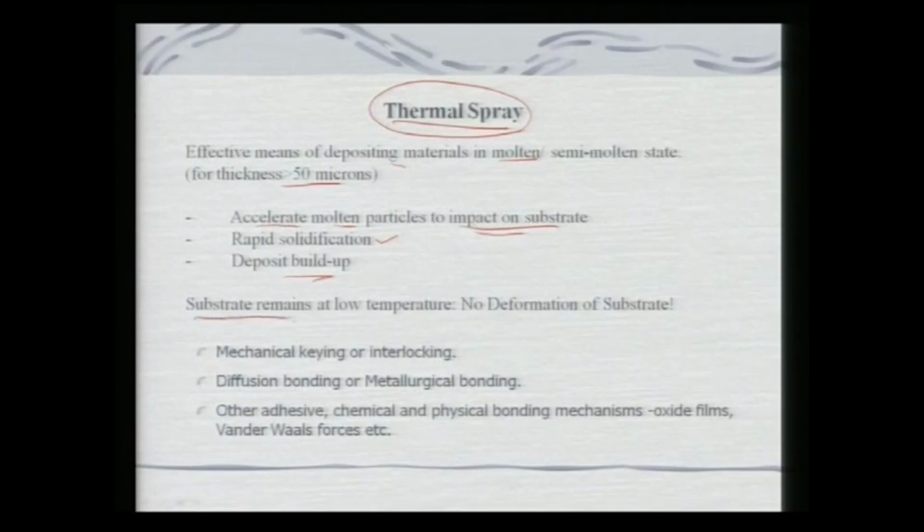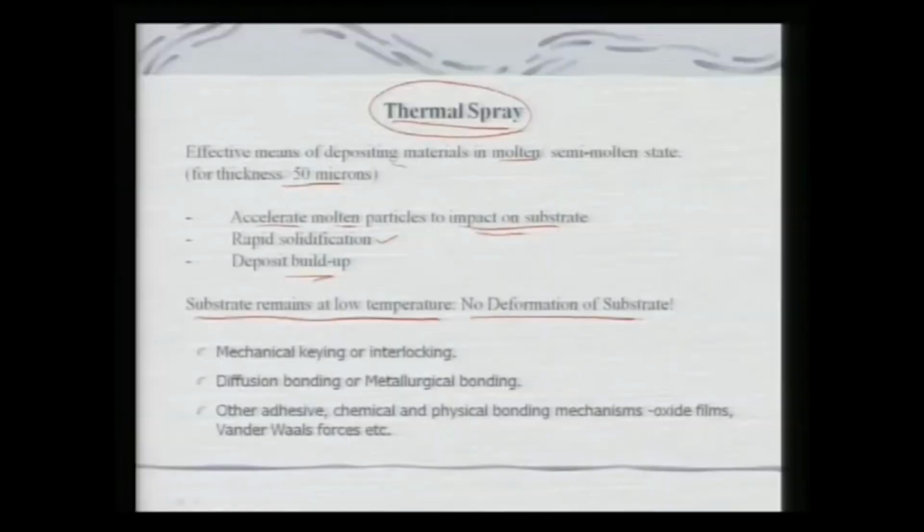The main thing about this process is that the substrate is maintained at a lower temperature. In turn we are not heating the bulk material, so the properties of the bulk material are not altered in any case. The overall fabrication of the bulk material remains as it is. There is no degradation of the property of the bulk material, and also no deformation of the substrate. That is the plus point of thermal spraying.